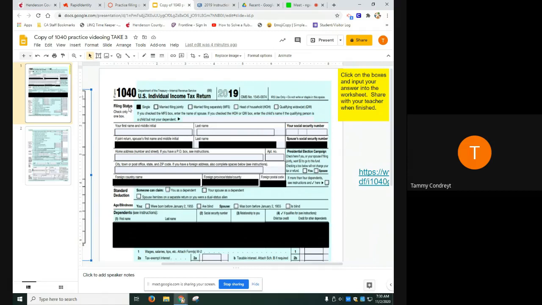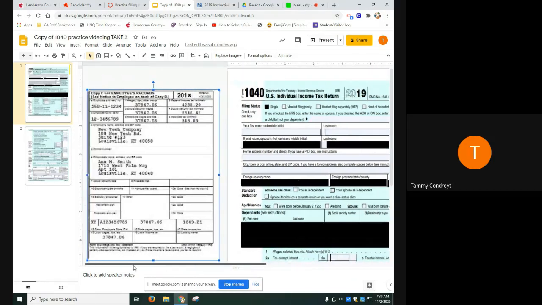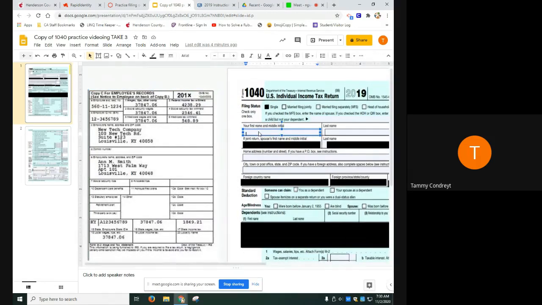So the first thing you do, I went ahead and blocked in the single for you because we're just going to do a basic form for a single person. So the first thing you're going to do is put in the first name. Well, we're doing this form for Ann M. Smith. So I'm going to click on here and I'm going to do Ann M. Her last name is Smith.